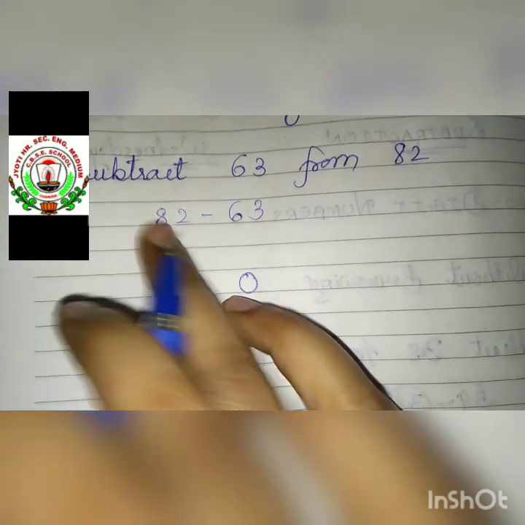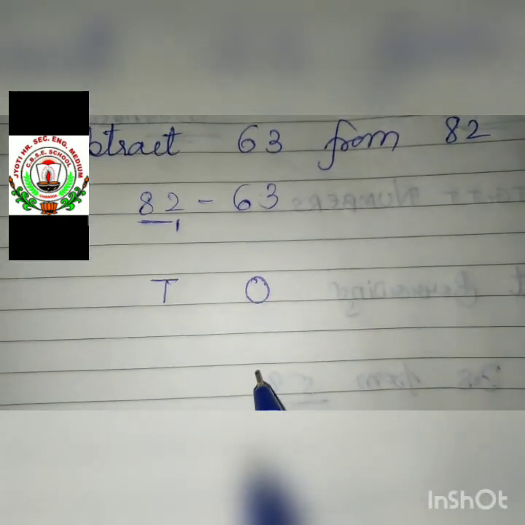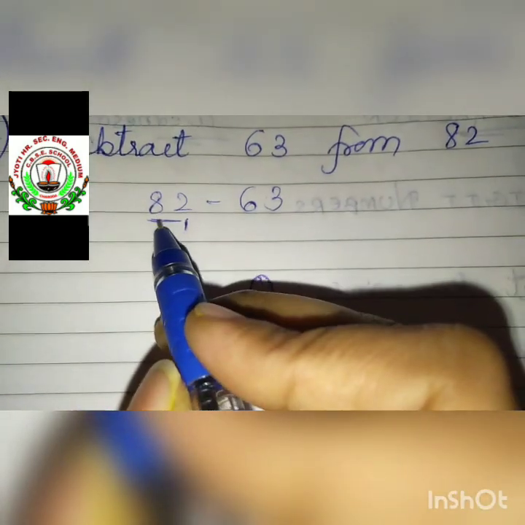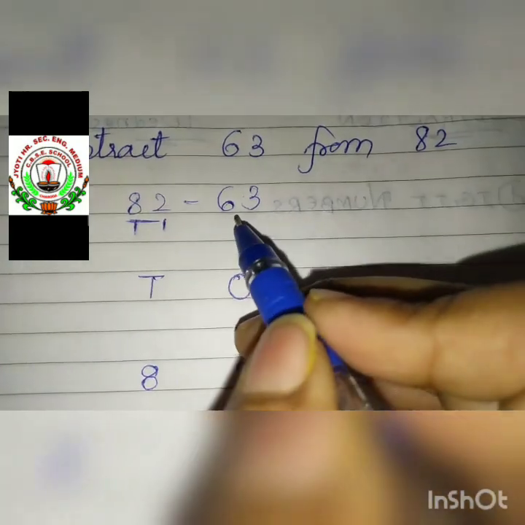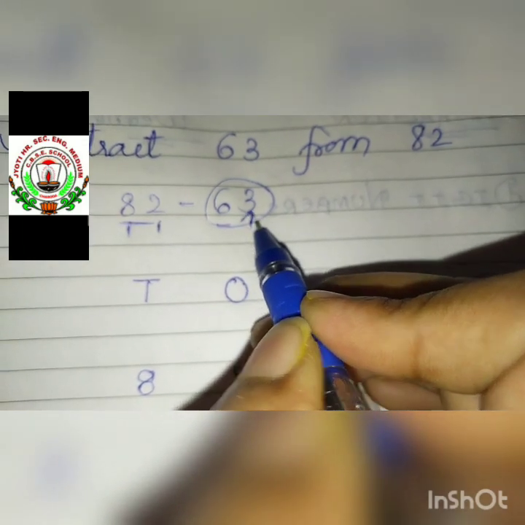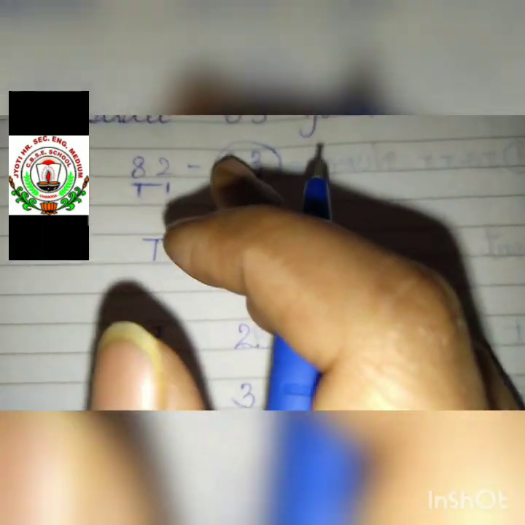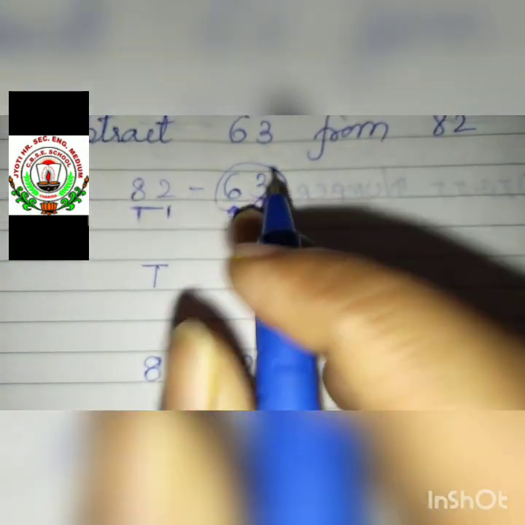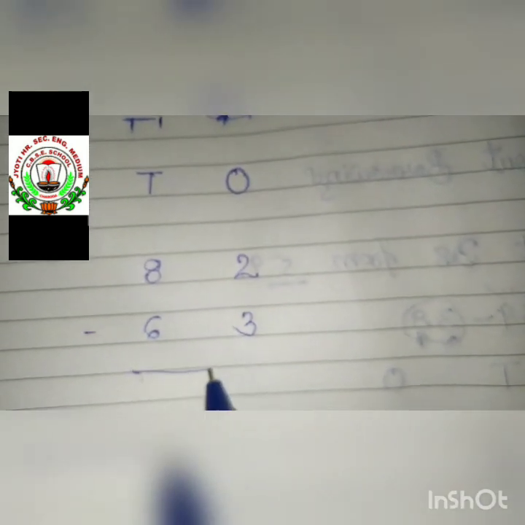Okay, and 82, starting from the right side, we have the number 2. So I will write it under the ones column. Then 8 I will write under the tens column. Clear? Now we have the second number 63. Starting from the right side, we have the number 3, and I will write it under the ones column below 2. And the next number 6. This 6 will come under the tens column below 8 like this. And I then put the subtraction sign and we will do the calculation of subtraction.